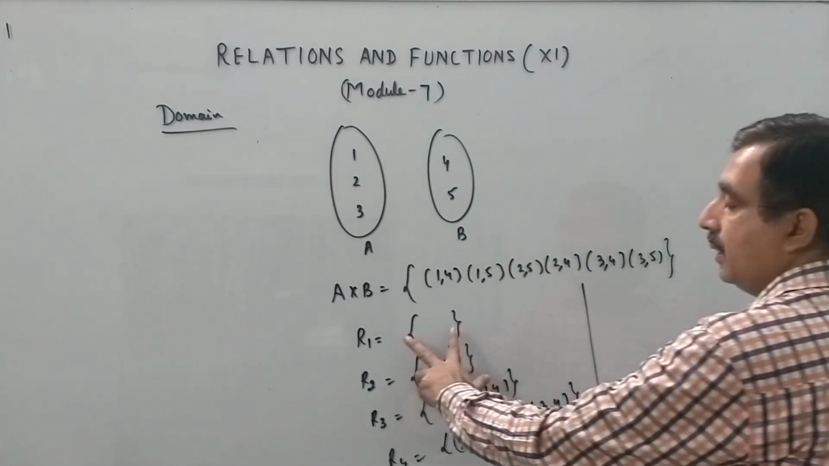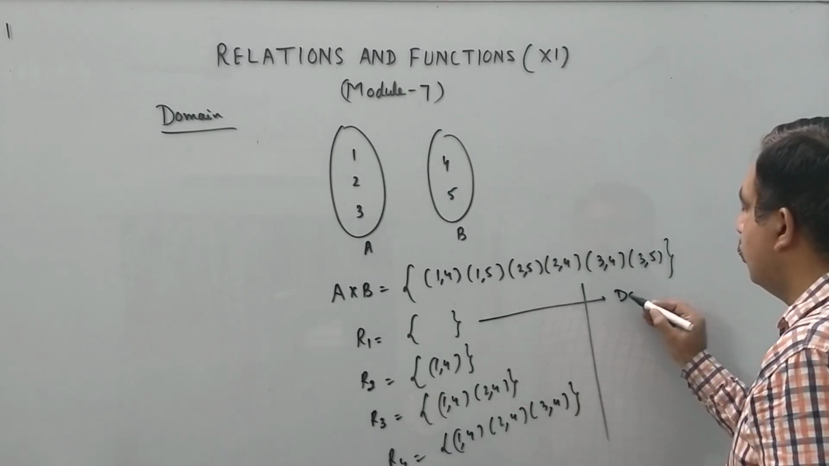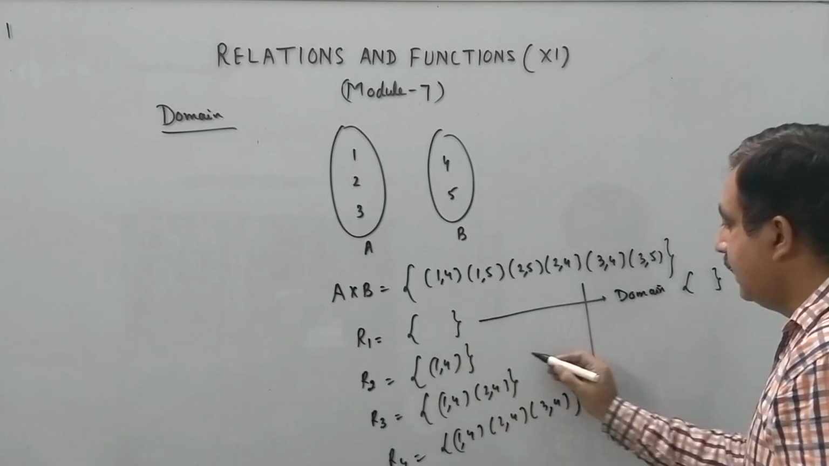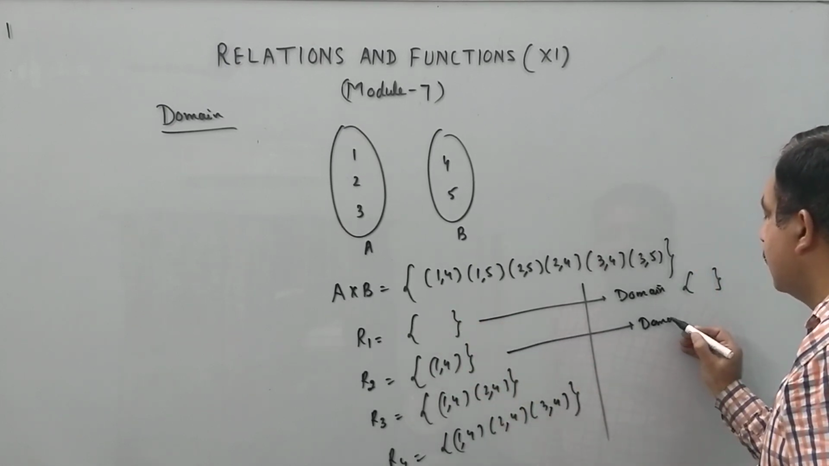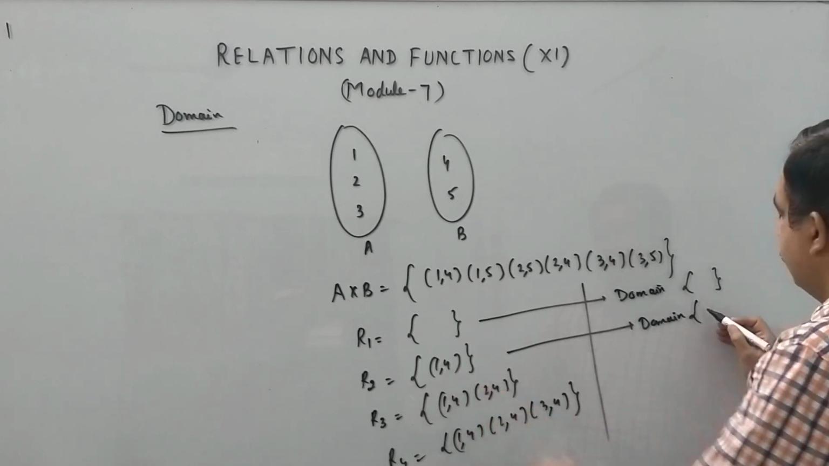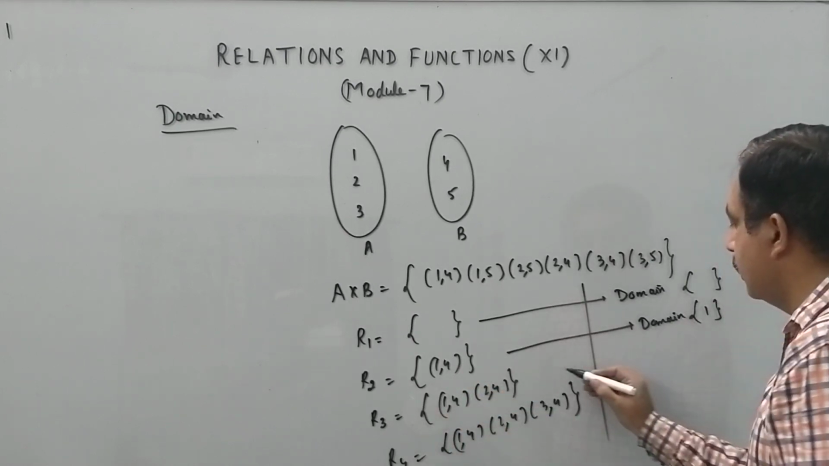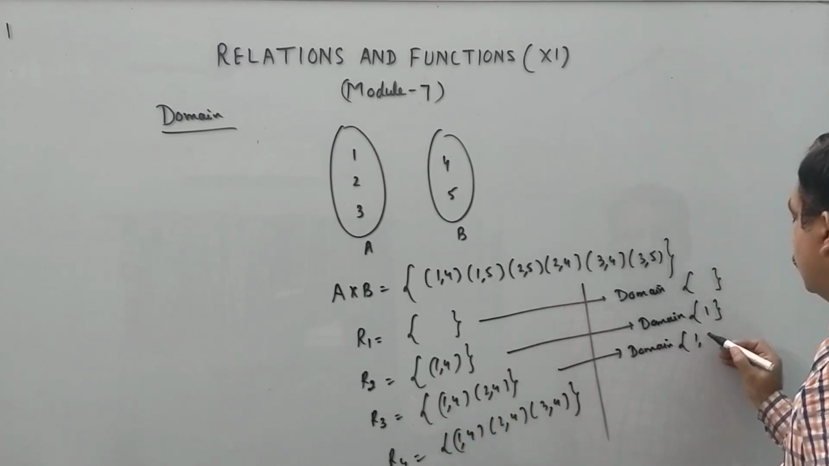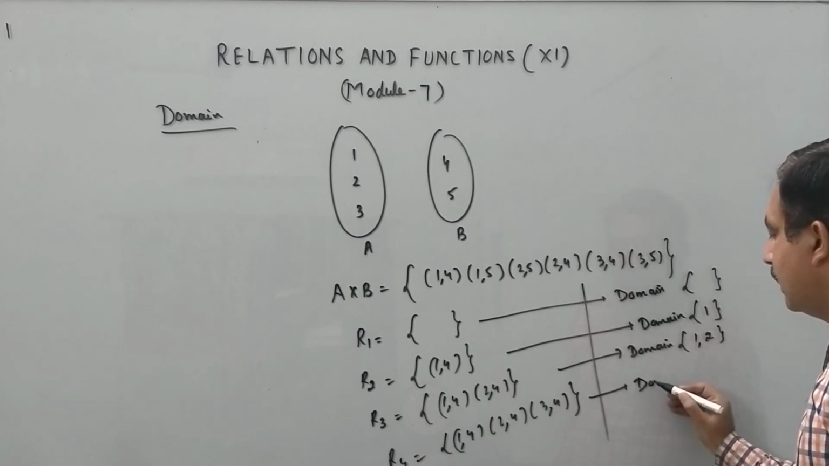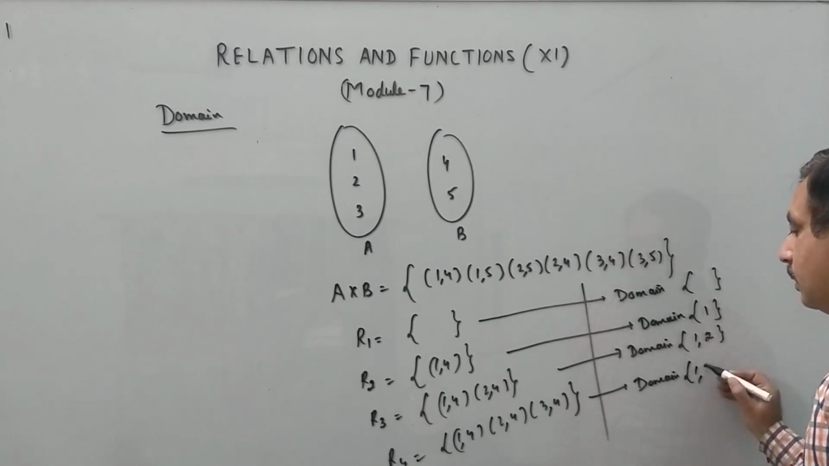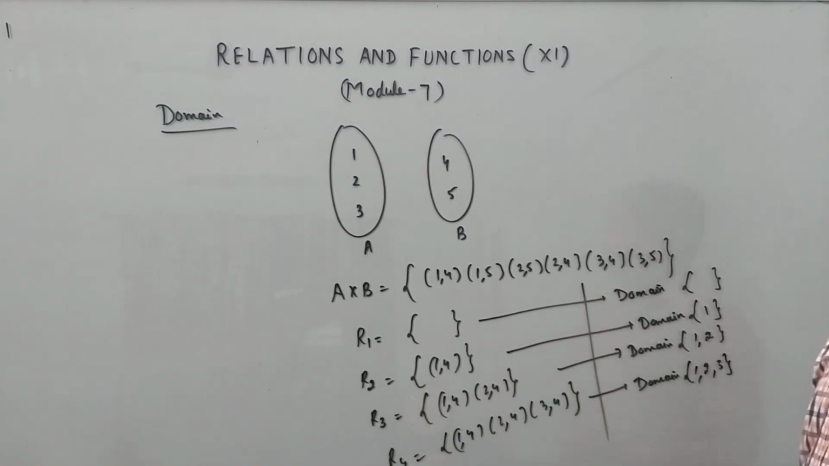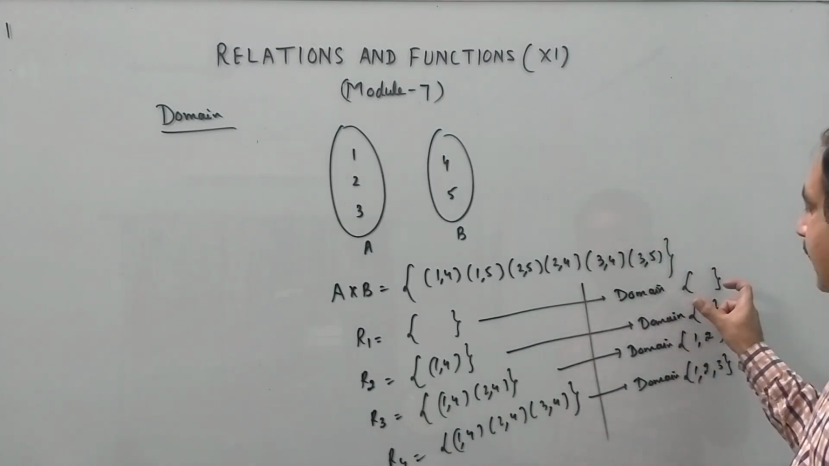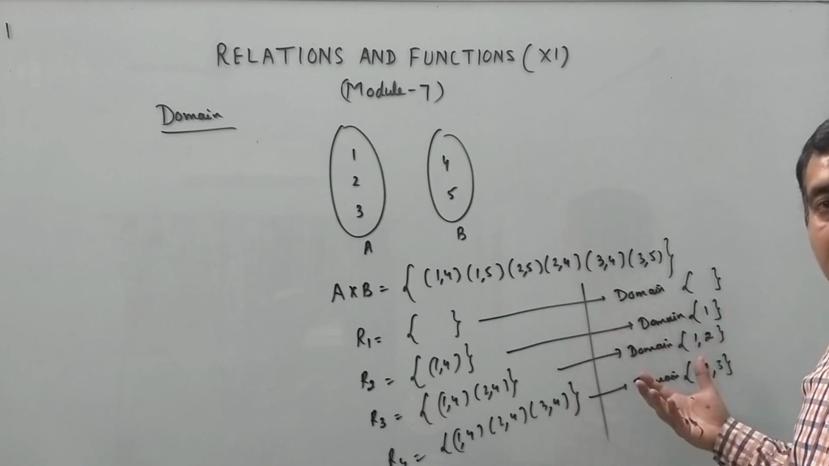So if we talk about this relation, in this relation, domain is the empty set which contains no element. For this relation, domain is only the first element and that is 1. For this relation, what is domain? 1, 2. And for this relation, what is domain? It is 1, 2, 3. So for every relation, there are different domains. Sometimes empty set, sometimes 1 element, sometimes 2 elements, sometimes 3 elements.